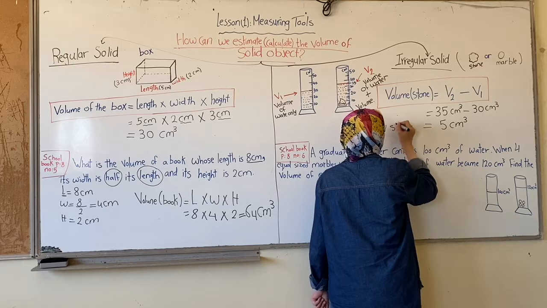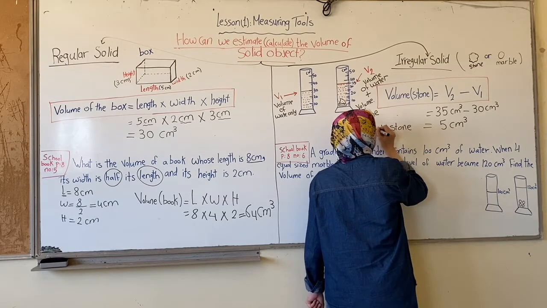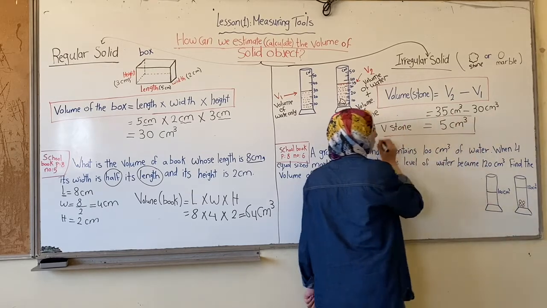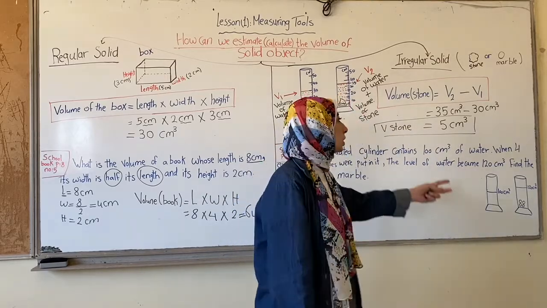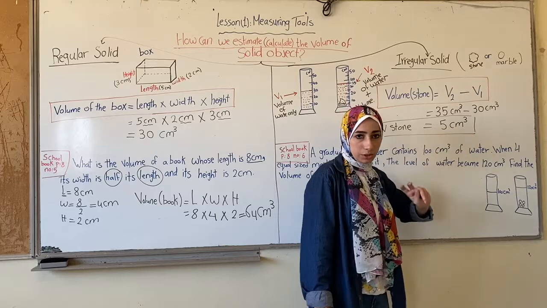The volume of the stone will equal 5 cubic centimeters. Don't forget to write the measuring unit, which is cubic centimeter.